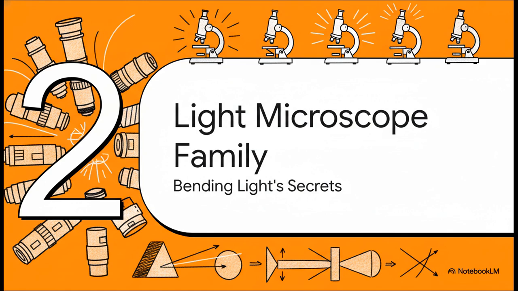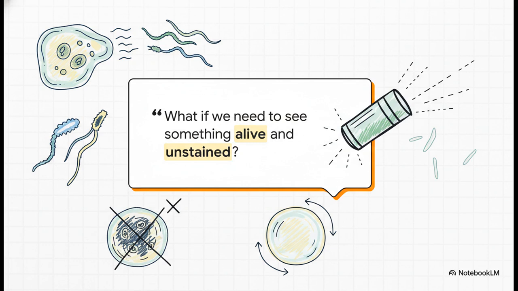But that basic bright field scope isn't the perfect tool for every single job. So over the years, scientists came up with a whole family of different light microscopes, and each one is a really clever solution to a very specific problem. Let's check them out. So here's our first challenge. A lot of the time when you stain a cell to give it contrast so you can see it, you also kill it.